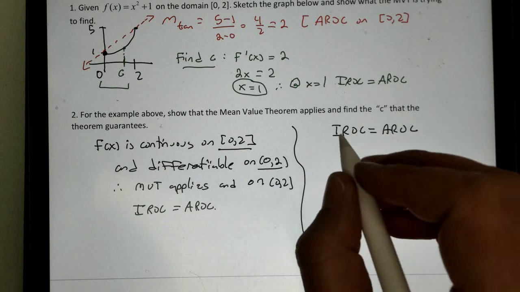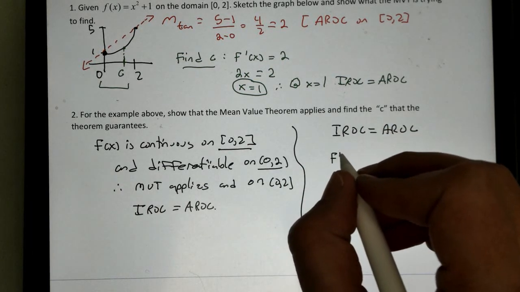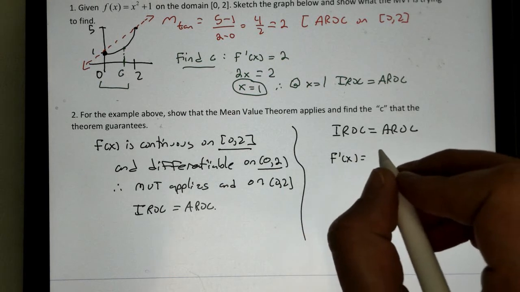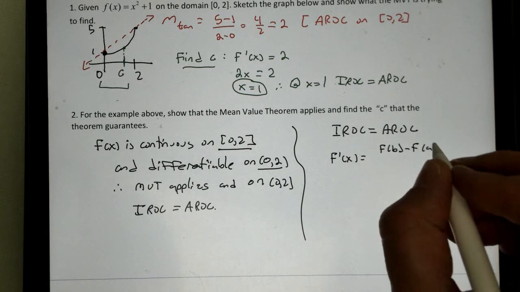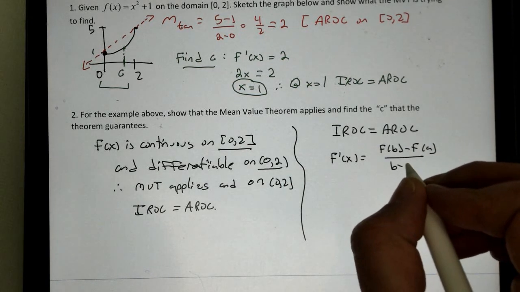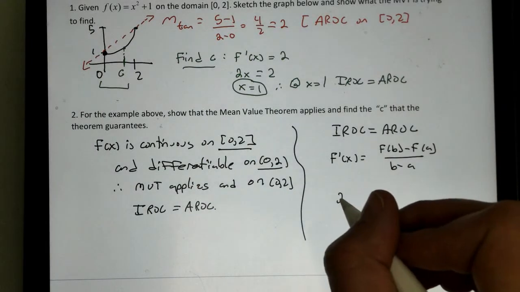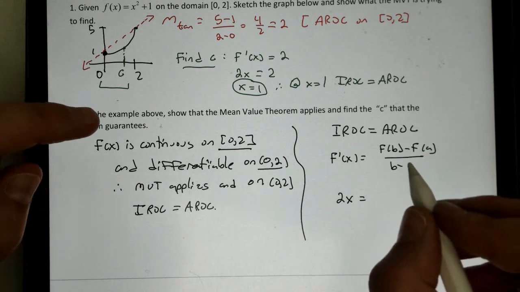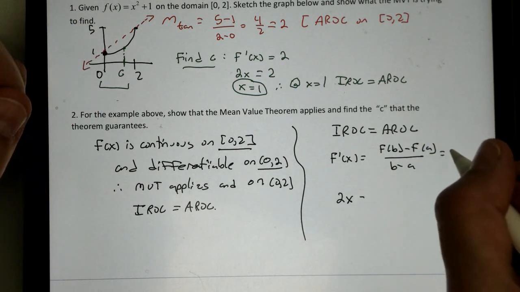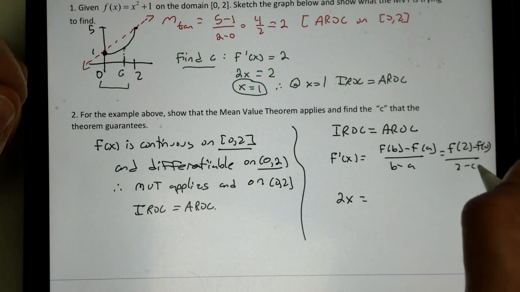I'm going to make this a little bit longer than this time. We will say that the instantaneous, that's our derivative, equals our average. Well, the average rate of change, that's just our slope formula, f of b minus f of a over b minus a. So I'm going to take my derivative, which is easy, 2x, and plug in my values. In this case, we want f of 2 minus f of 0 all over 2 minus 0.